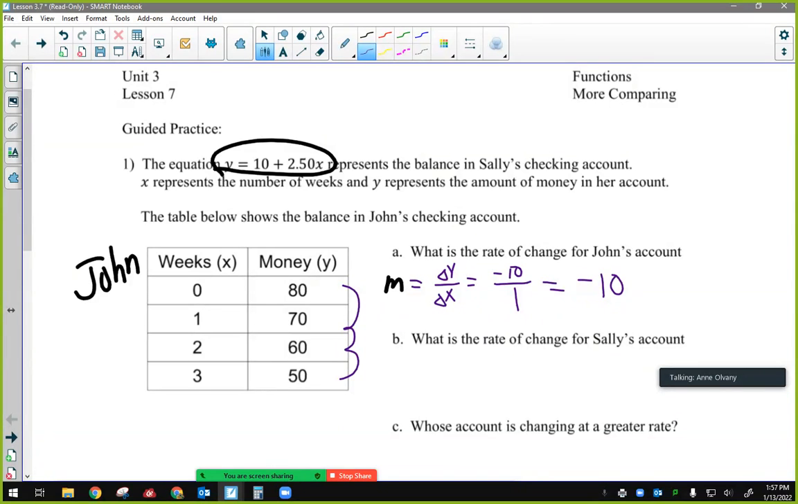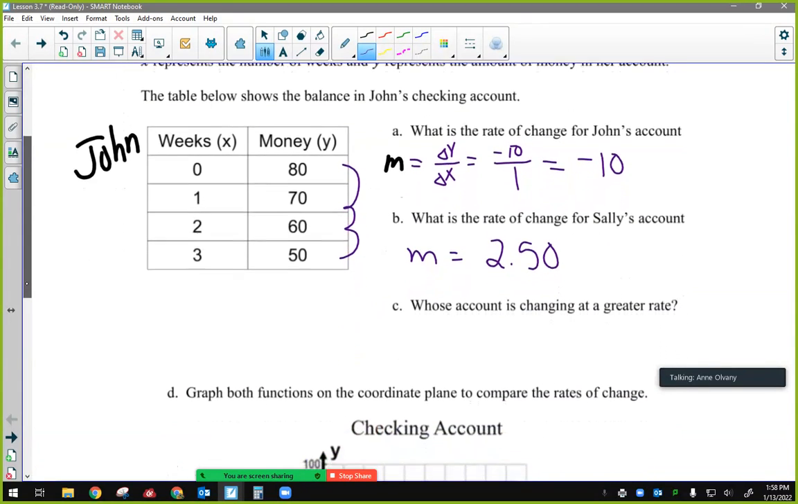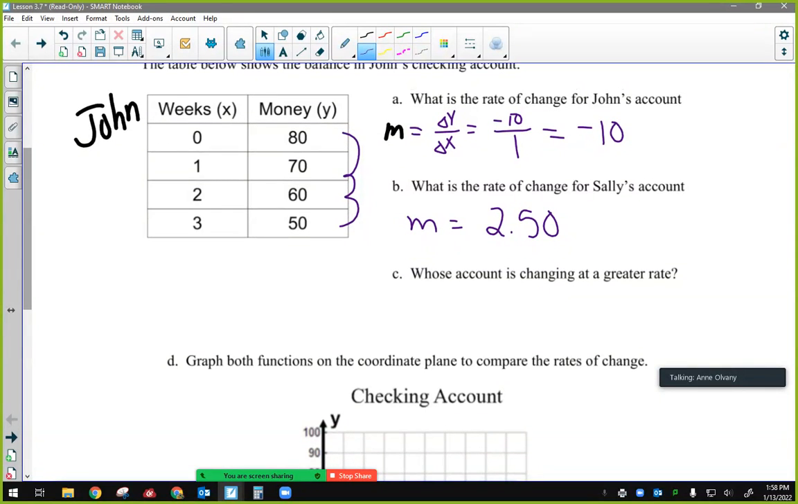All right. What is the rate of change in Sally's account? Be careful here because this is written funny. Sally's account. Grace, any thoughts? A little louder. 250. Very good. It's written backwards. Here's your MX plus B, but that's okay. So Sally's account's going up. Good for her. Whose account is changing at a greater rate? Now you have to be careful. John's is decreasing, but is it at a greater rate? Yeah. So even though his is negative, it's a greater rate because he's going down a lot.